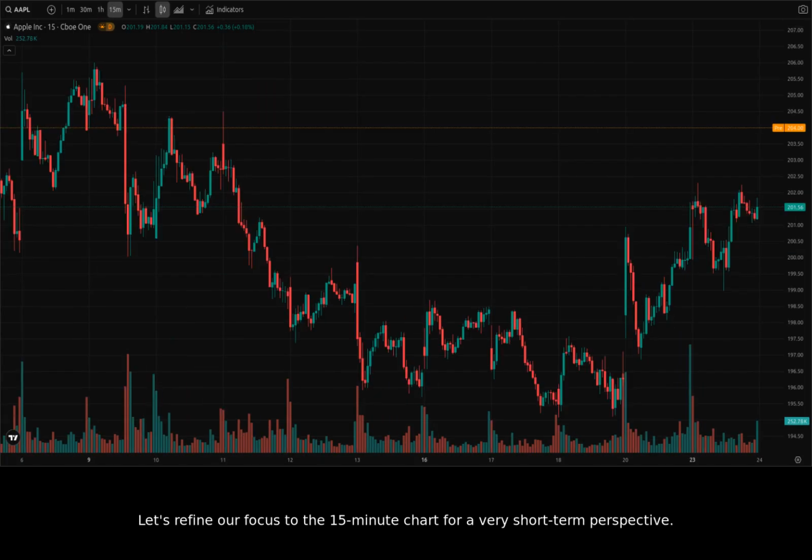Let's refine our focus to the 15-minute chart for a very short-term perspective. On the 15-minute chart, we can see very recent price fluctuations. We see a small price increase followed by consolidation. Immediate resistance is at $202 and support around $201.